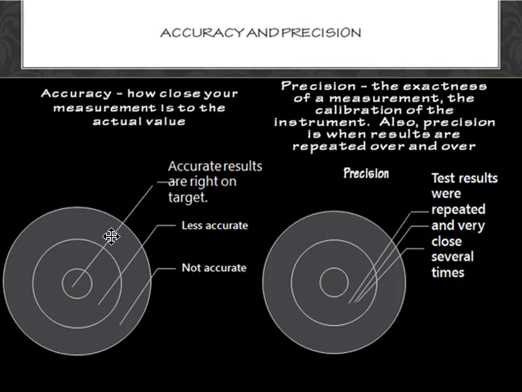This side is talking about accuracy, how close you are to the true bullseye. If you look at the periodic table, it gives a density for aluminum of 2.70 grams per milliliter, and if yours is 2.69, you're really close to the bullseye. You're pretty accurate. The further out you get, like if you get 3, you're not very accurate at all.